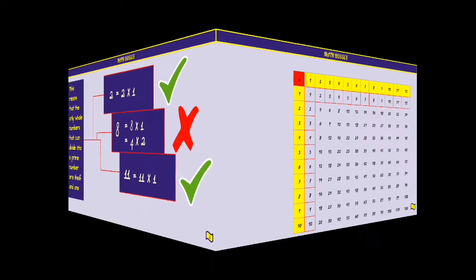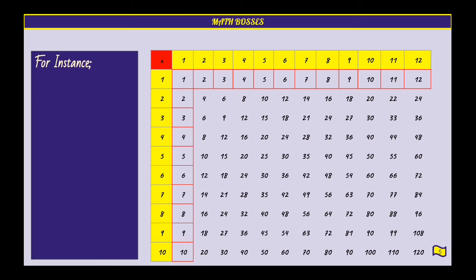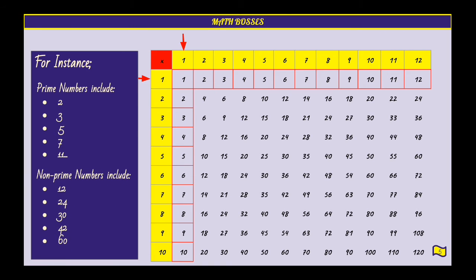We can also view our prime numbers and our non-prime numbers on our multiplication table. For instance, some prime numbers include 2, 3, 5, 7, and 11. And if you observe carefully, these prime numbers can only appear on the first row or the first column of the multiplication table. You don't see them any other place. But when we compare this to non-prime numbers like 12, 24, 30, 42, 16, we can view these numbers on multiple places on the multiplication table.